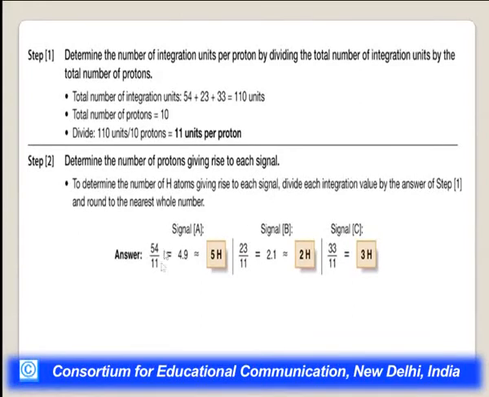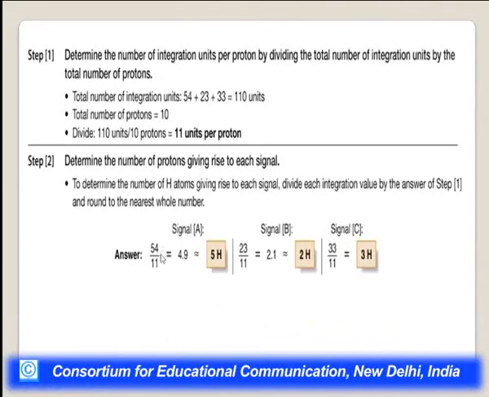So we can calculate for each signal the number of protons. To determine the number of proton atoms giving rise to each signal, divide each integration value by the answer of step number 1 and round to the nearest whole value. You can see the value comes out to be 110 by 10, which comes out to 11 units per proton. So how can you calculate the number of protons for each signal?